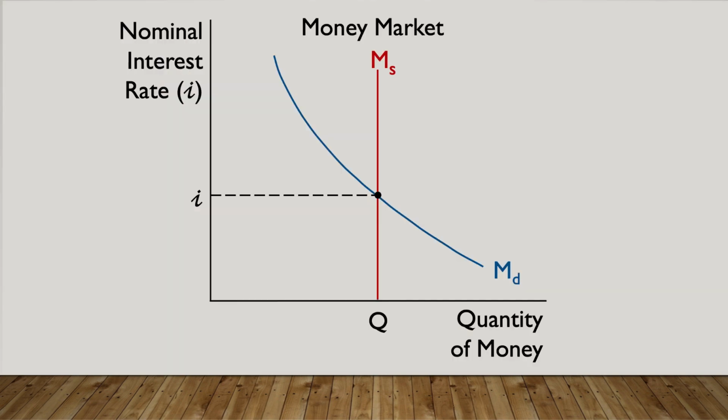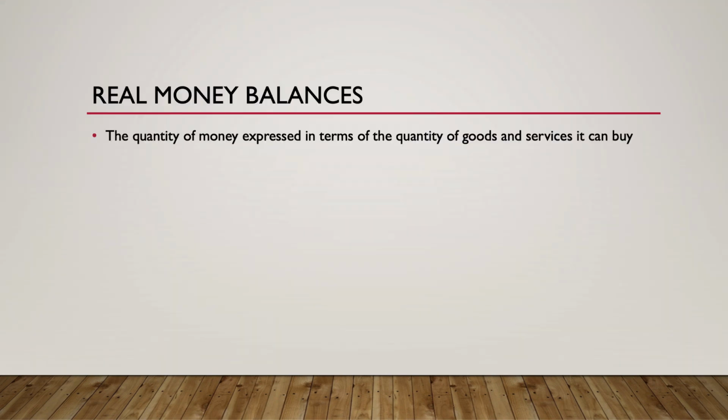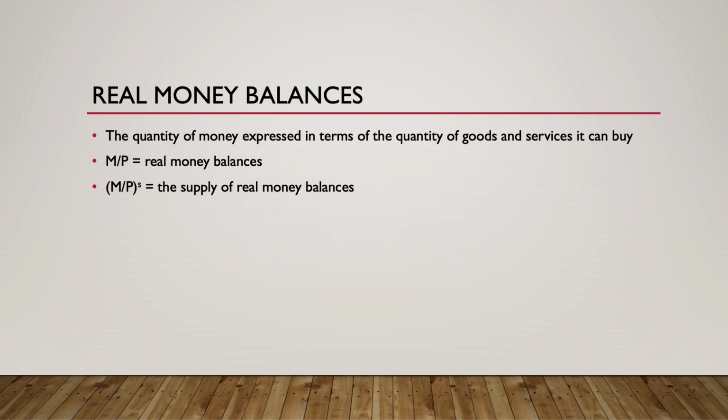Consider the following money market graph, with the nominal interest rate I on the y-axis and the quantity of money on the x-axis. Furthermore, it's useful to express the quantity of money in terms of the quantity of goods and services it can buy. This amount, M over P, is called real money balances. Hence, we will define M superscript S as the real money supply and M superscript D as the real money demand using the following equations.